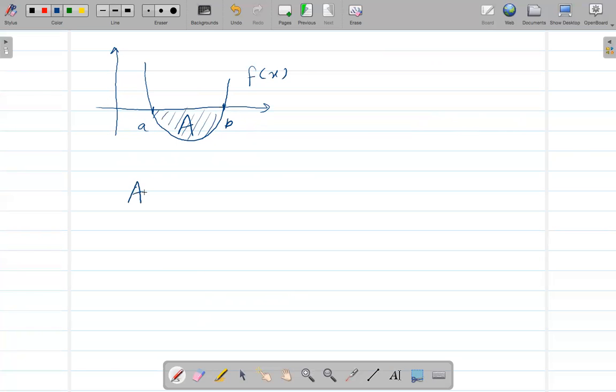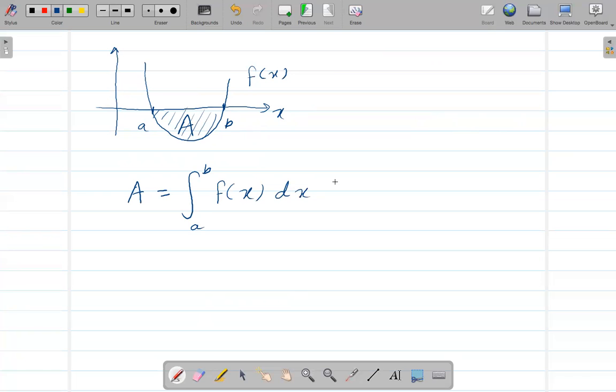So the area is going to be the integration from left to right. It's a to b of this function, which is f of x, and since this one is an x-axis, right? So dx. All right.